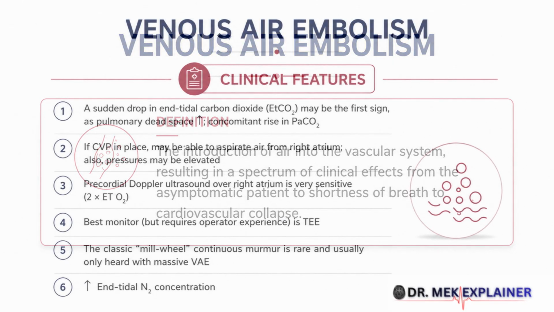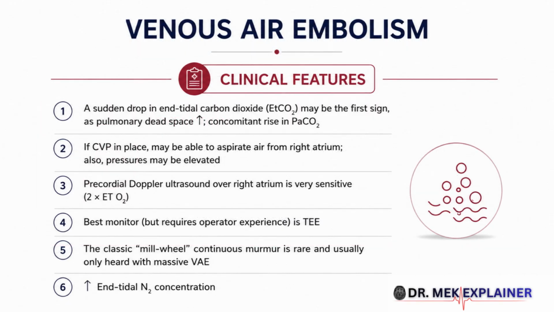The earliest and often most sensitive intraoperative indicator is a sudden decrease in end-tidal carbon dioxide, reflecting an acute increase in pulmonary dead space. Simultaneously, arterial carbon dioxide may rise because of impaired pulmonary perfusion. In severe cases, hypotension, tachyarrhythmias, hypoxemia, elevated central venous pressure, and the classic, but uncommon, mill-wheel murmur may be observed.